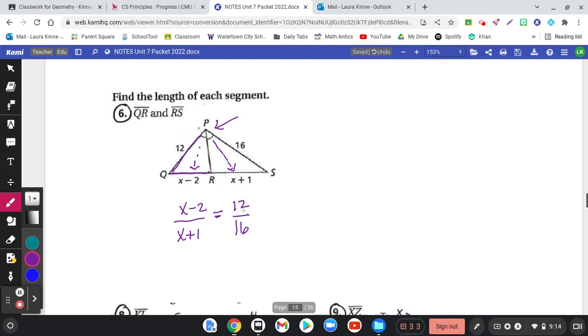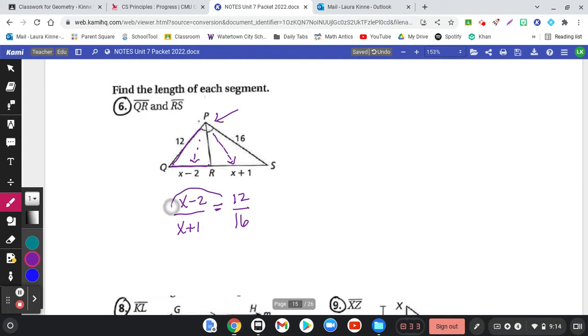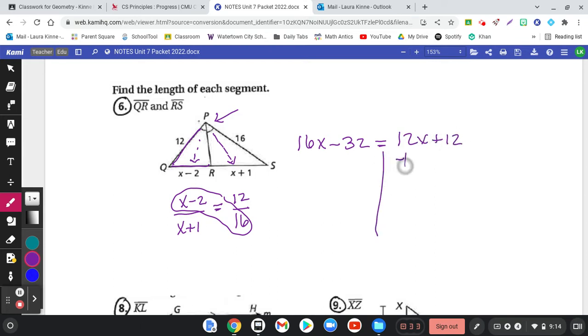And then once you have it set up, go ahead and cross multiply. I'm going to go with the bigger variable over here. So 16x, and 16 times negative 2 is negative 32. And then 12x plus 12. Because again, you want to distribute. I'm going to subtract my 12x over. If you set it up the other way, you'd be moving the 12x to the right-hand side, and that's okay. So 4x minus 32 equals 12. Add 32. 4x equals 44. Divide by 4, x is 11.